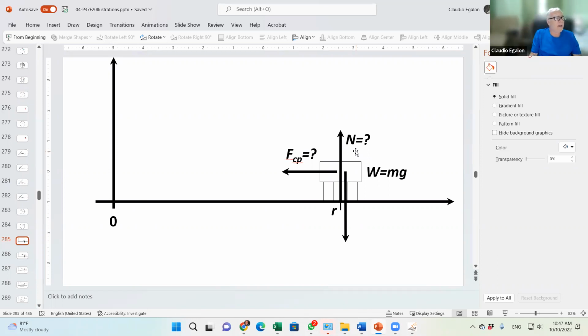But in this case, we do not have a string attached to the car. So it must be a different force. Which force do you think that's going to be? It's not obvious. If you're seeing this problem for the first time, it's not going to be obvious for you. Think about that. The problem gives you a piece of data, which is the coefficient of static friction. So in a way, it gave you a hint of how to solve this problem.